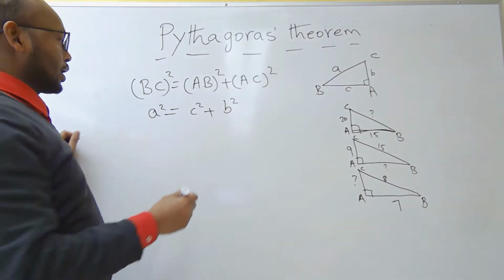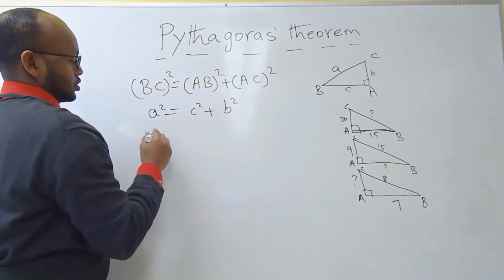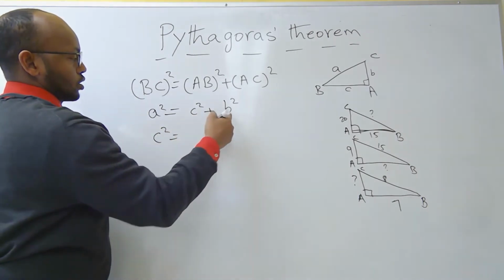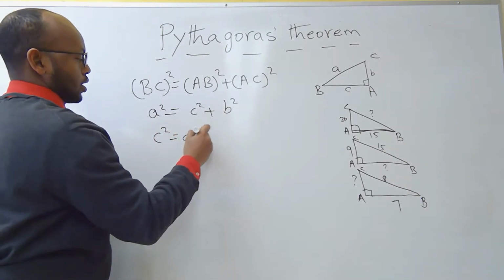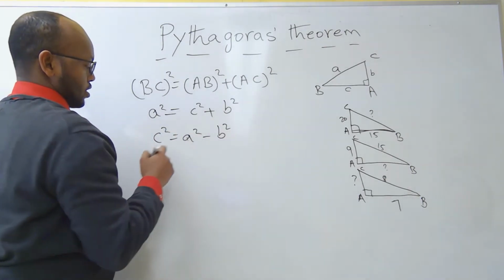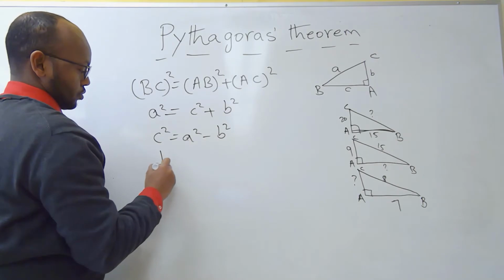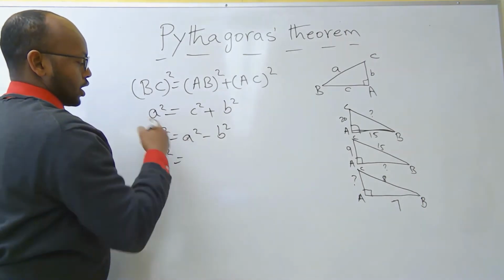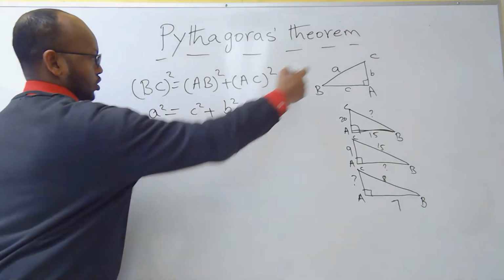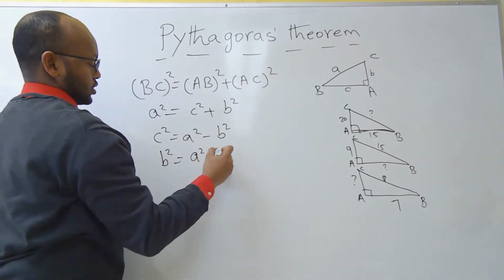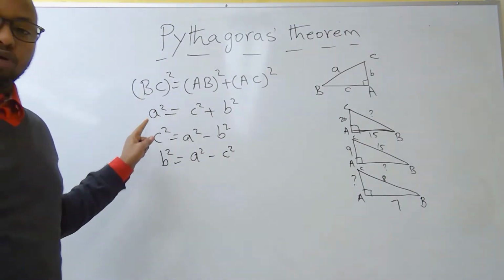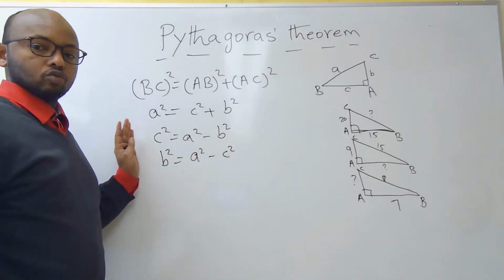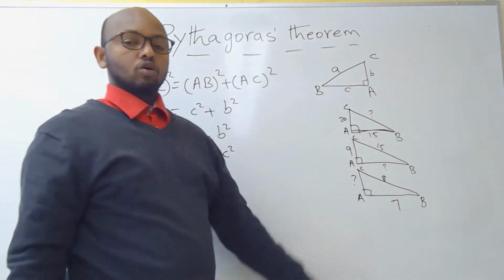Okay, so when I am looking for C, C square is equal to A square minus B square. If I'm looking for B square, A is always first because it's the long side, A square minus C square. Okay, these are the three formulas you will need to get the missing side of the triangle.